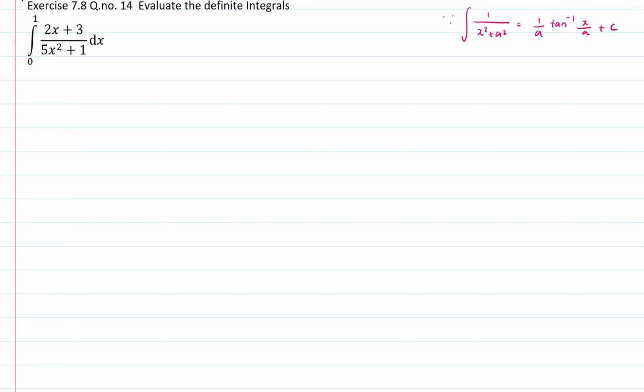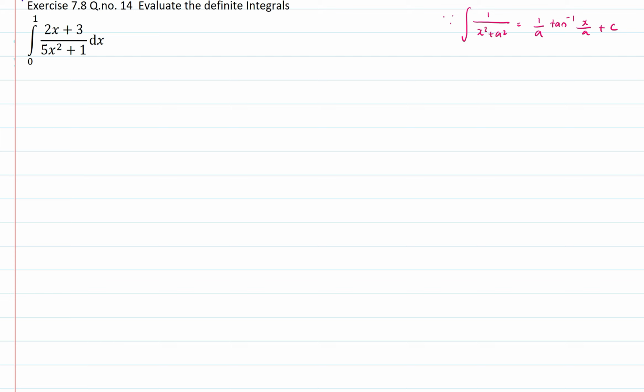Now we will do question number 14 from exercise 7.8 of CBSE class 12 chapter 7, which is integration. In this problem, within the definite integrals from 0 to 1, we need to integrate (2x plus 3) divided by (5x square plus 1) dx.